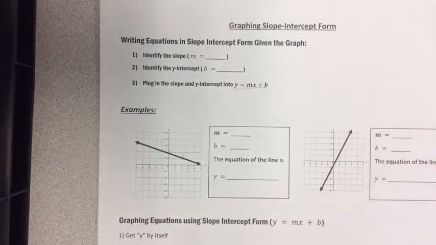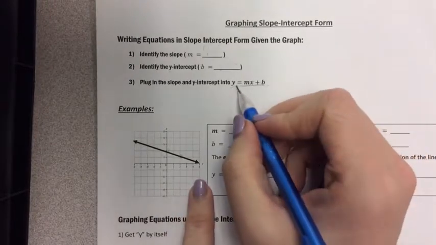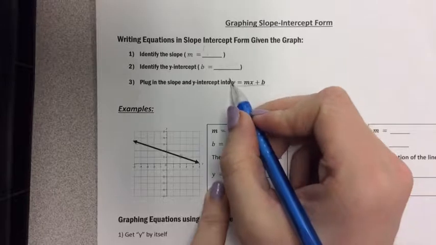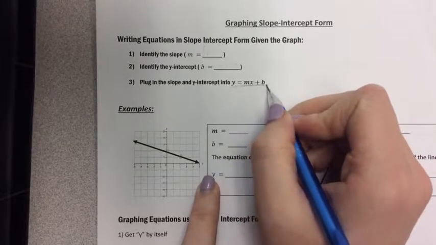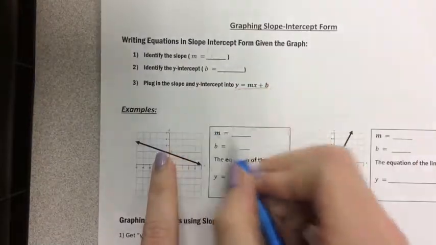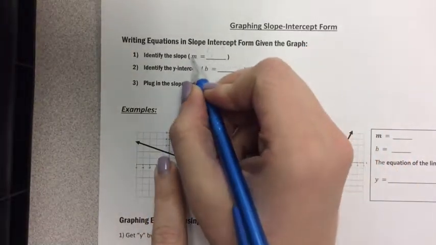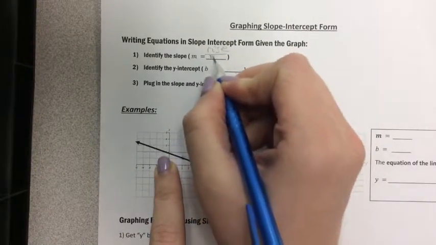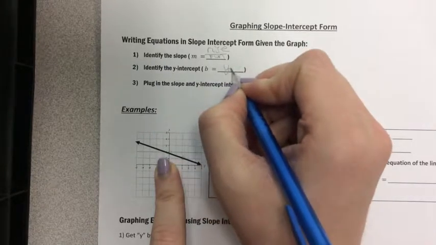So today we're going to talk about how to graph from slope-intercept form. The key thing here is that slope-intercept form is y equals mx plus b. So y is by itself, and then we have a number in front of x and another number. So let's identify what these letters stand for. m stands for the slope, or the rise over run, and b stands for the y-intercept.